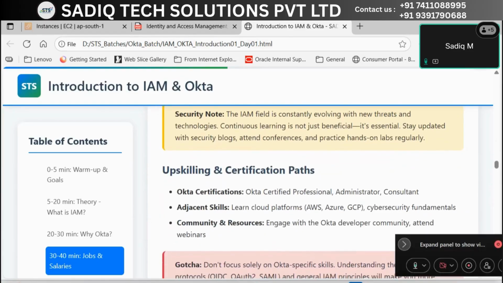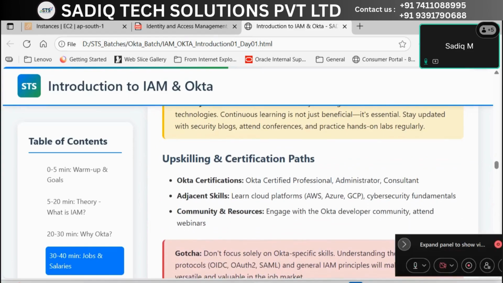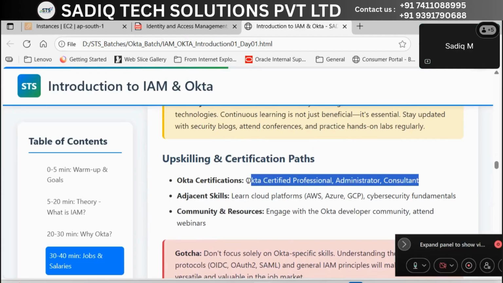Let us talk about the certifications also. I will cover them in a separate session, but to have a fair idea, we have certain levels of certifications available, like Okta Certified Professional, Okta Administrator, and Consultant. These are the main three certifications we have, and each certification will cost around $250 USD.